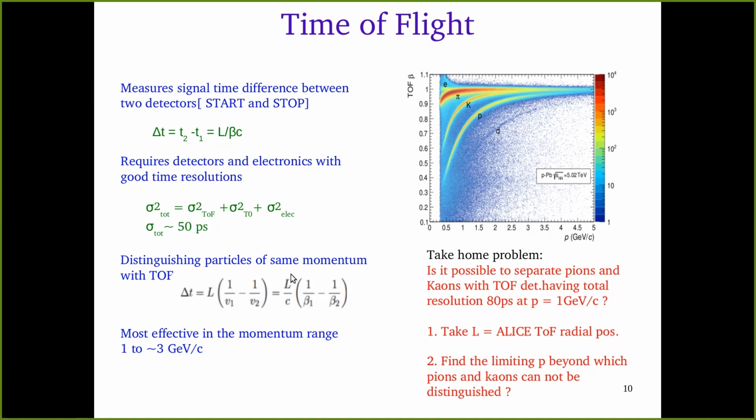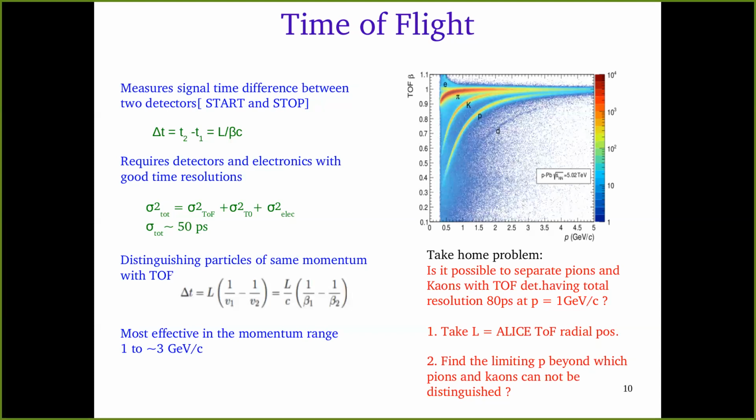You have to use this formula in a different way. I think you have already been taught about this in your relativistic kinematics class. So you just use this formula. You have to do some juggling with the relativistic kinematic algebra, and you can easily calculate whether you can separate pions and kaons with this kind of resolution at a momentum of 1 GeV. For the sake of simplicity, you just take L equal to the radial position. Then you can also find a limiting momentum value beyond which you can no longer separate these pions and kaons.